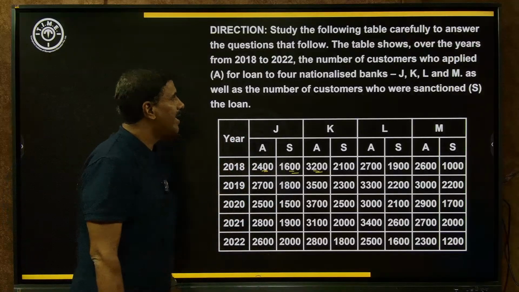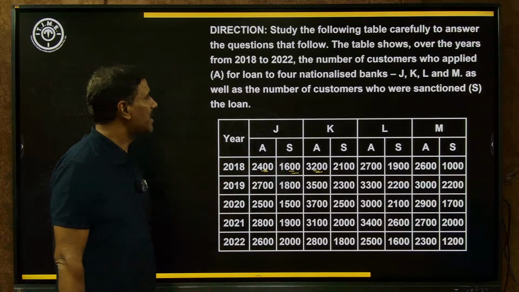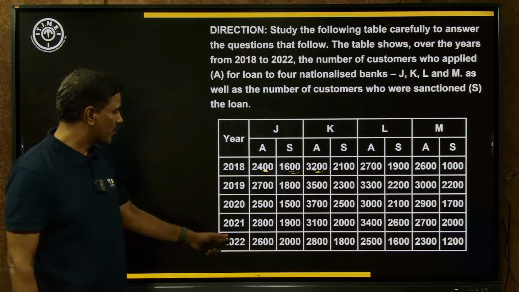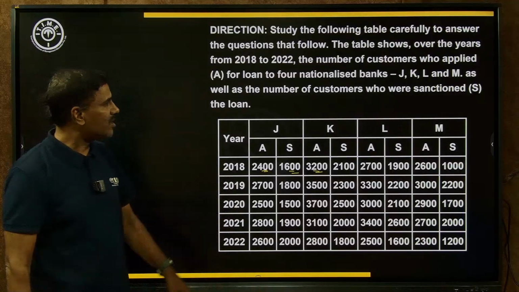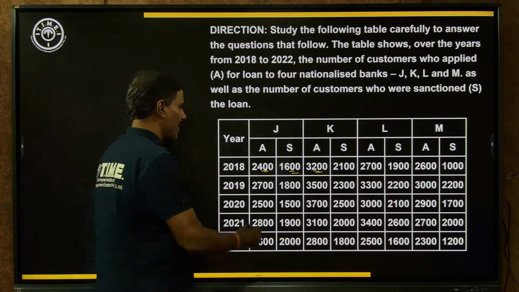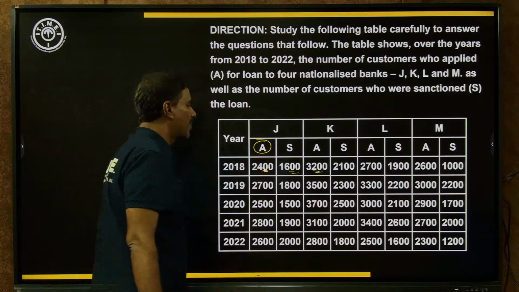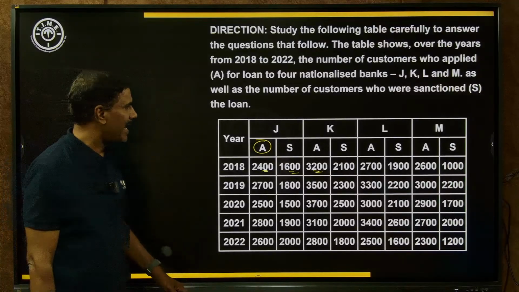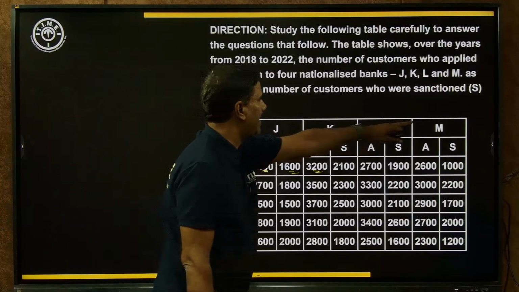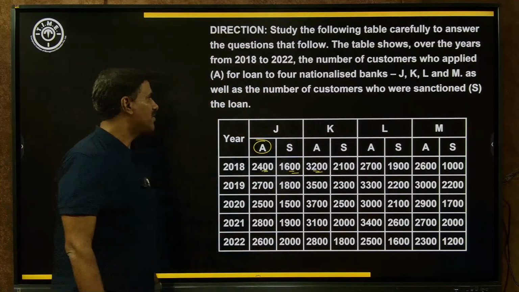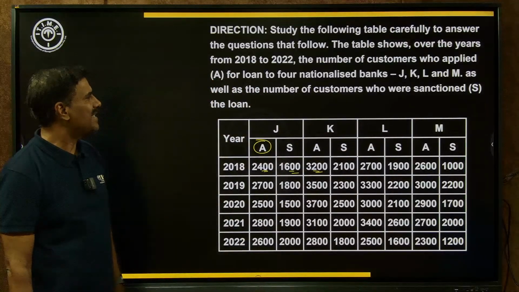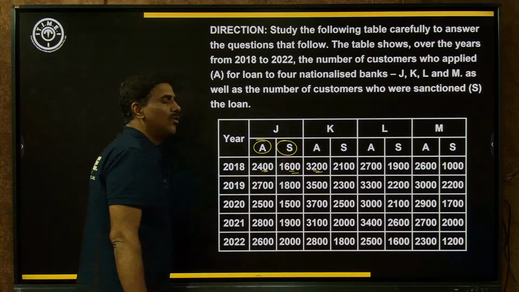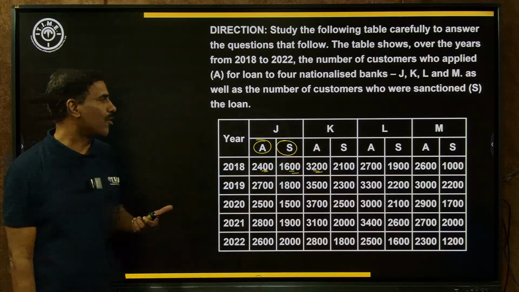Study the following table carefully to answer the questions that follow. The table shows over the years from 2018 to 2022 the number of customers who applied for loan to 4 nationalized banks, J, K, L and M, as well as the number of customers who were sanctioned that particular loan. So S indicates those who received, who got that loan.